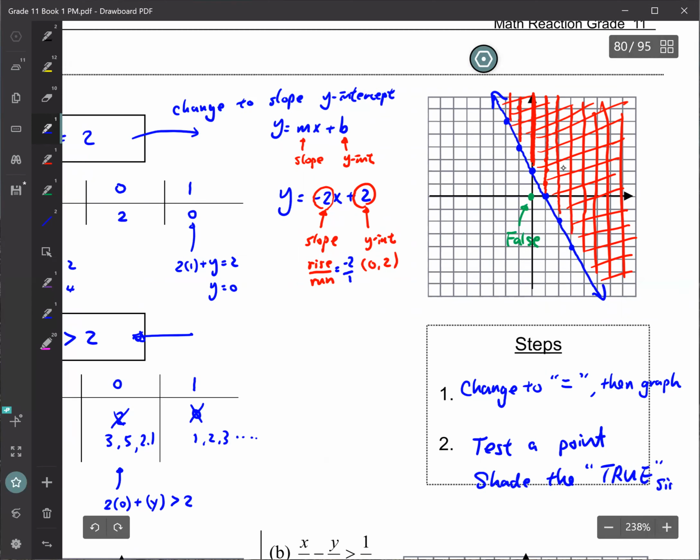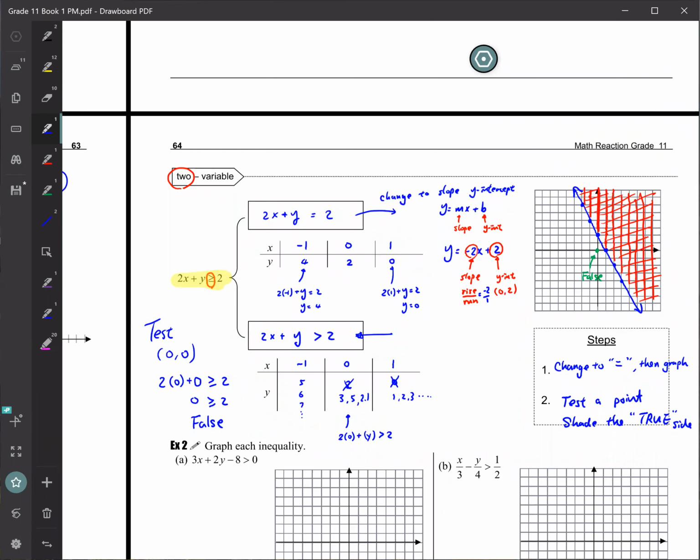Okay, if you test the point and that point is true, then you shade the side that has the point. Does that make sense? If it's false, then you shade the other side that doesn't have the point. Okay, can you raise your hand if this rule makes sense to you? How to shade the true side? Okay, remember always shade the true side.